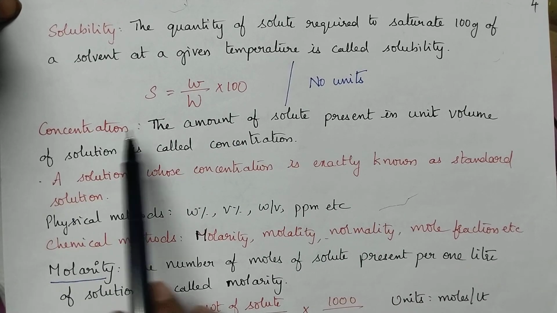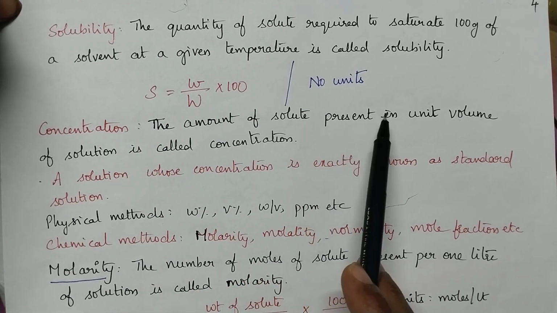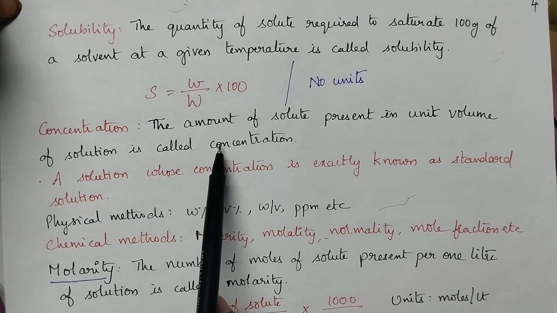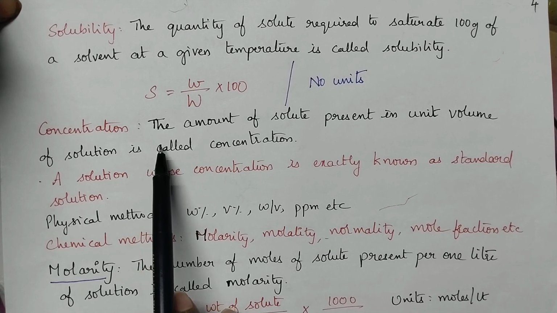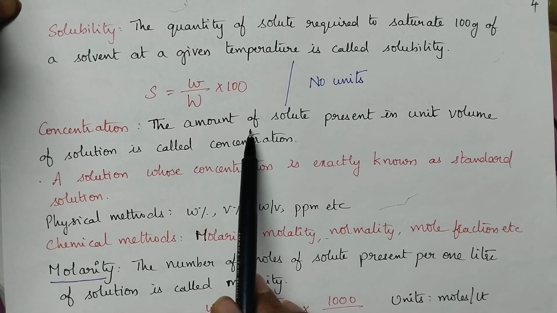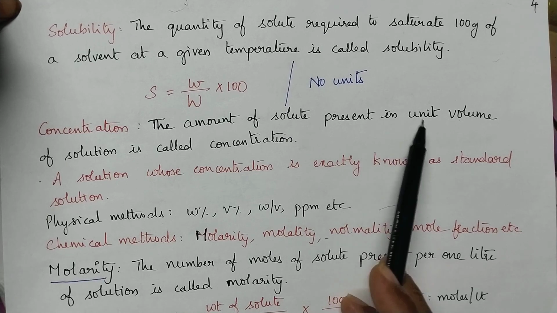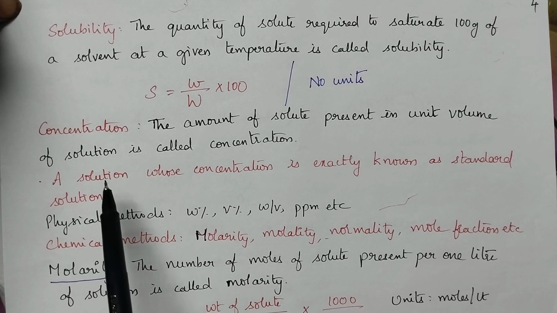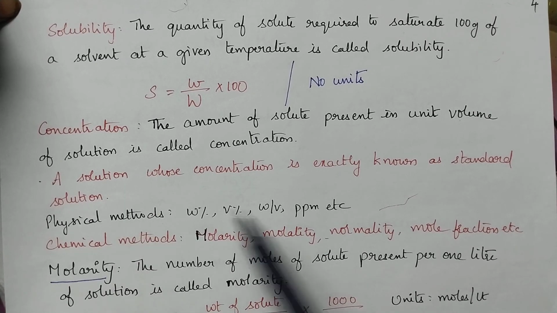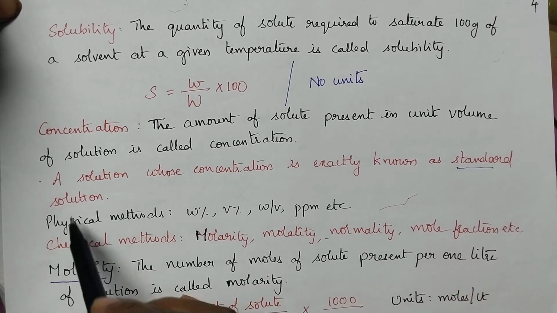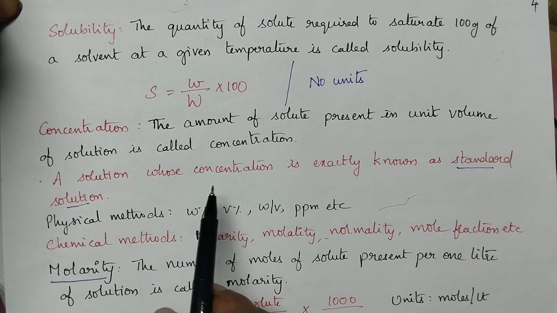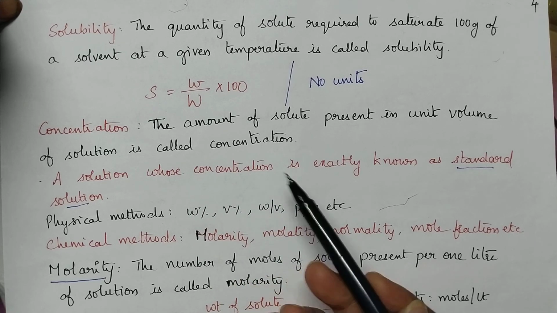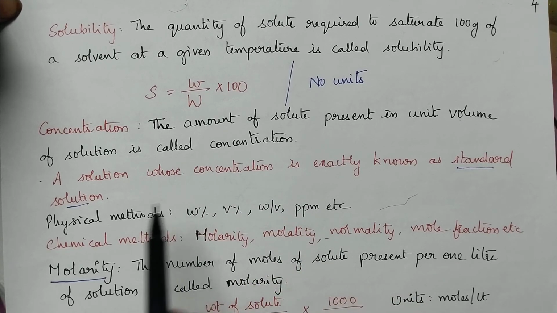Coming to the concentration, the amount of the solute present in unit volume of the solution is called concentration. Students, what is meant by concentration? It is the amount of the solute present per unit volume of the solution. And remember that if the concentration of the solution is known, that is called a standard solution, and if the concentration of the solution is unknown, that is called a problem solution.